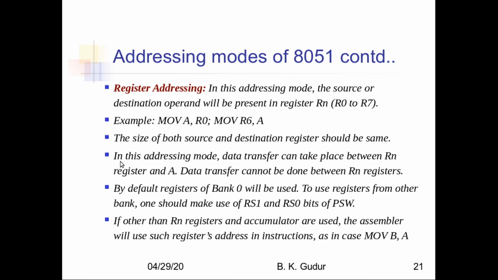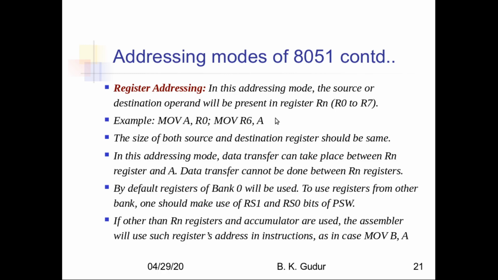So the important thing is that in this addressing mode the data transfer can take place between an Rn register and the accumulator, any of the Rn registers and the accumulator. And one more important thing is that data transfer cannot be done between Rn registers. Means I cannot write MOV R0, R1. That is not allowed. So that is very important.